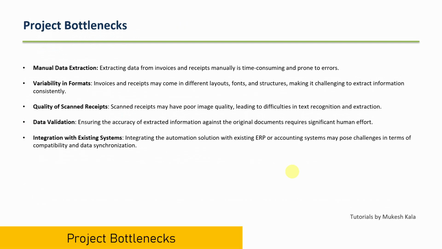The second thing is why we are actually building it. What is the problem? The problem is manual data extraction. As of now, the AP team member is spending a lot of time manually extracting the information, which has a lot of errors. Sometimes the invoices and receipts come in different forms and structures, making it challenging to extract the information. Since some of the documents can be scanned, the scan quality can be poor. And then data validation has to be done manually as well.